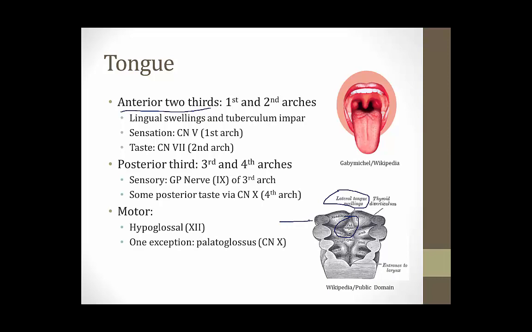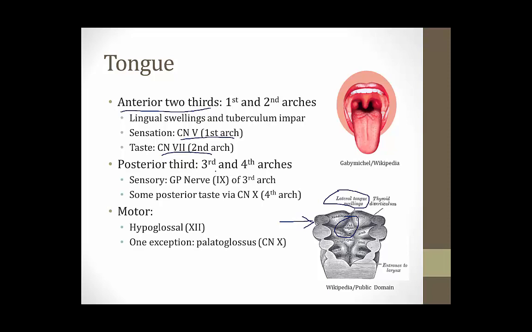These structures are very close to the first pharyngeal arch, and therefore the first pharyngeal arch gives rise to the muscle of the anterior two-thirds of the tongue, as I told you before. In addition, sensation to the anterior two-thirds of the tongue comes from cranial nerve 5 associated with the first arch. The second arch contributes taste sensation to the anterior two-thirds of the tongue via cranial nerve 7, which is the cranial nerve associated with the second arch.